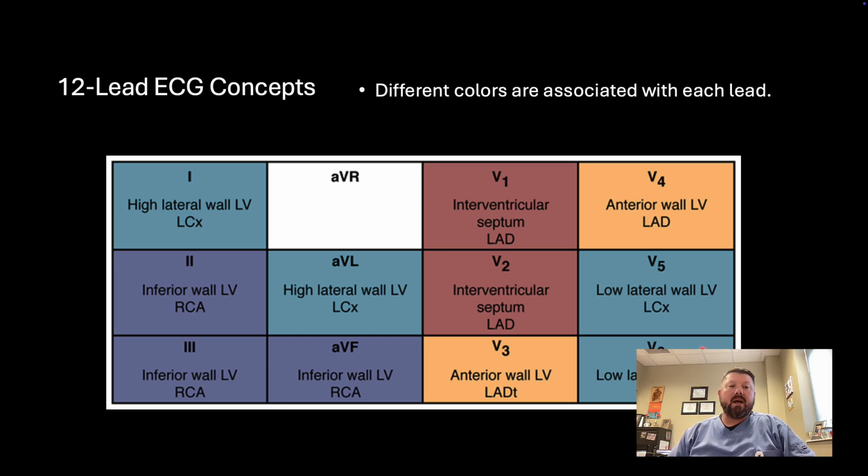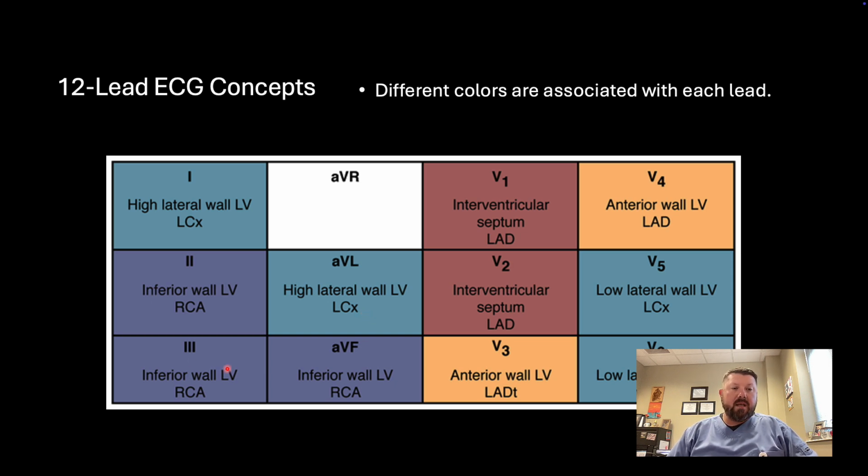So in order to localize the MI, you need to understand how the layout occurs, and you need to understand the concept of contiguous leads. So contiguous leads are going to be leads that look at the same general area of the heart. So for instance, leads 1 and AVL, you can see they're the same color. They look at the high lateral wall of the left ventricle. They are usually supplied by the left circumflex artery.